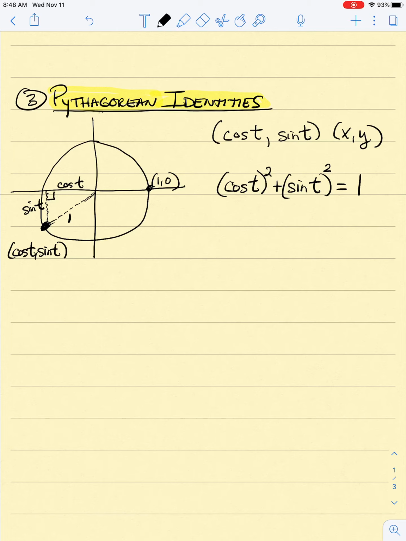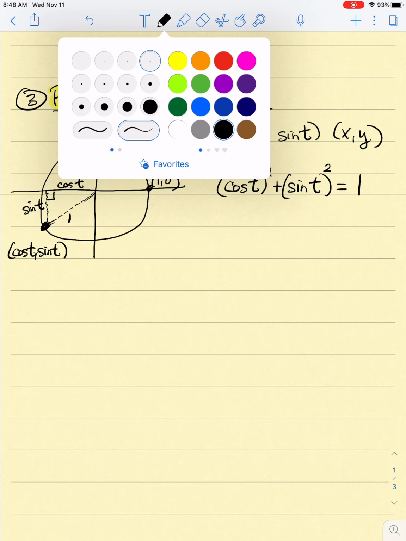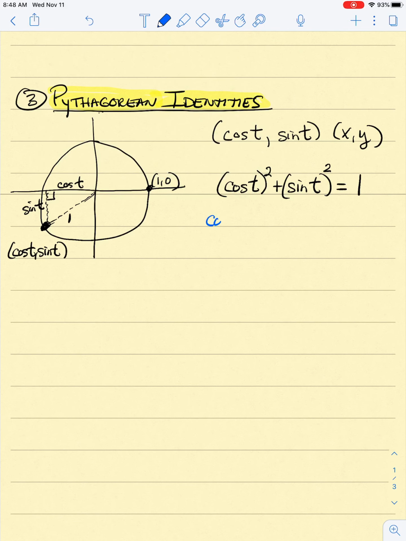That's going to be your bread and butter. That's your basic Pythagorean identity. And if you don't like that I put a t on there, fine. In fact, we can write it this way: cosine squared theta plus sine squared theta equals 1. That's how you're going to see it most often. So there's our first identity.